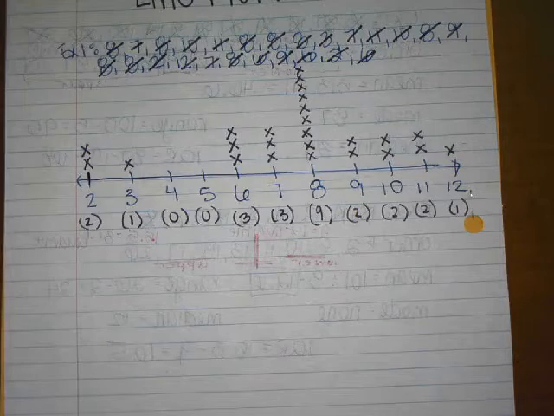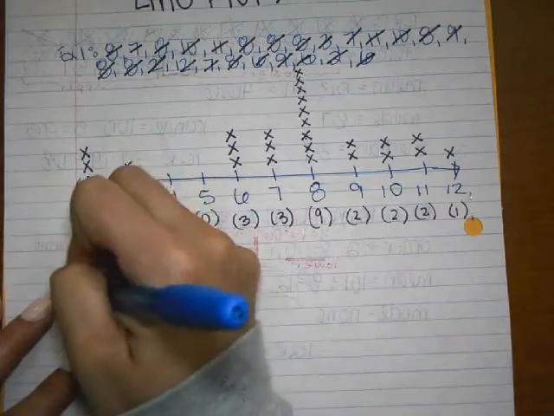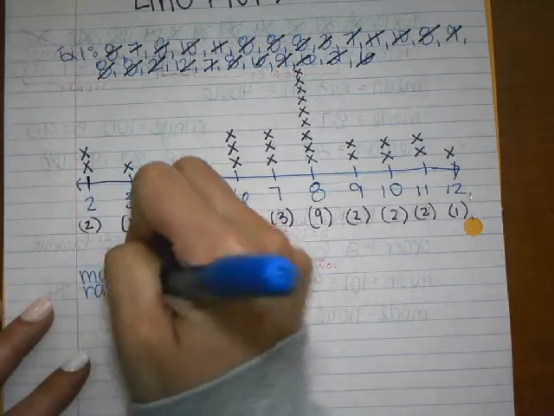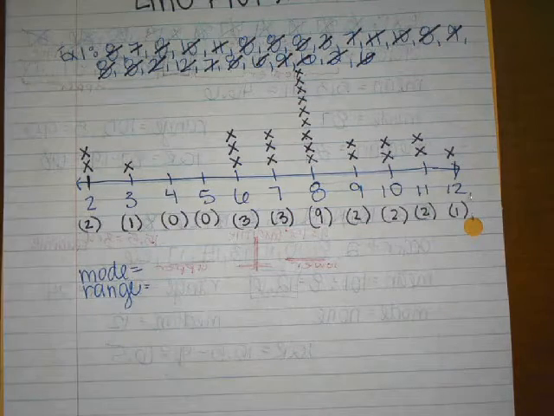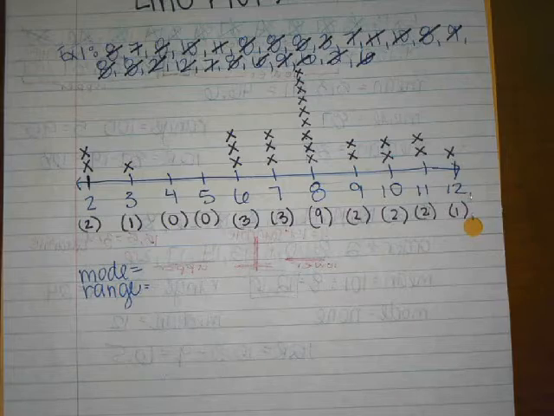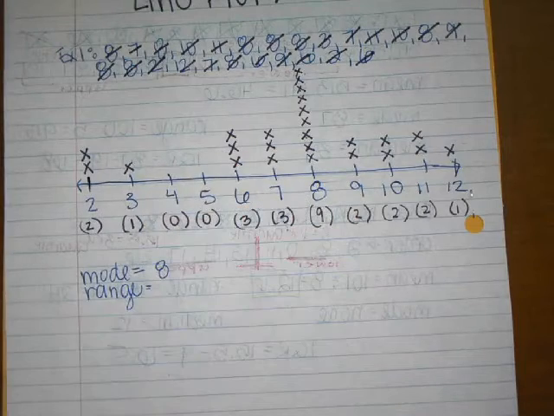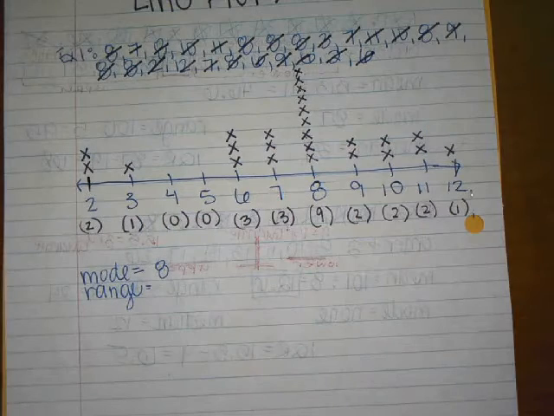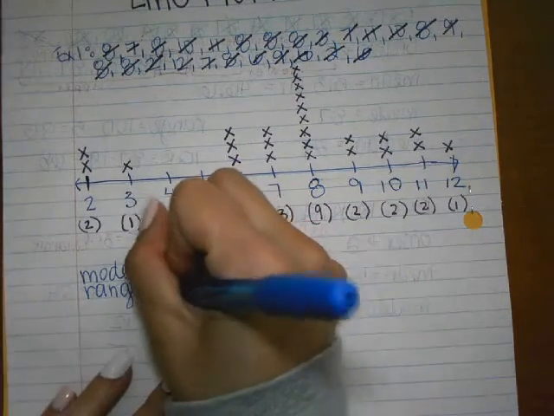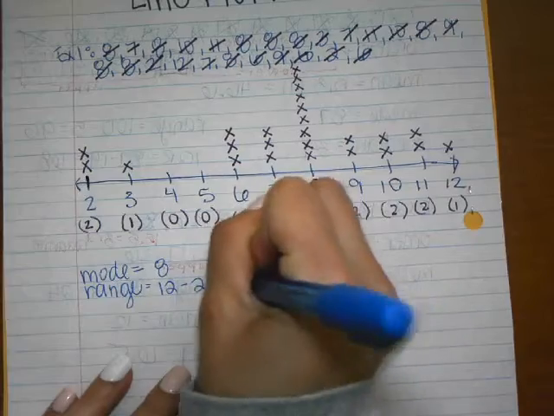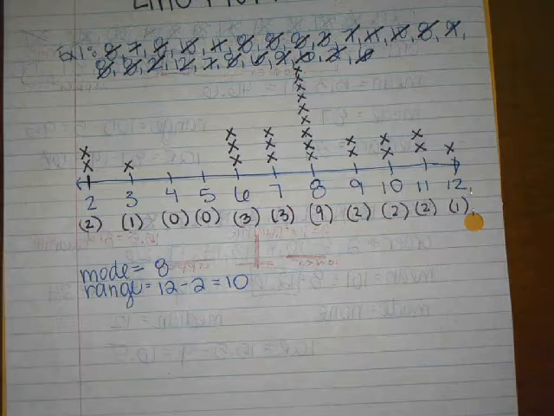So now I want you guys to find the mode, the range. Find those two for me first. Do that with your partner. Go. Okay, what's the mode, everyone? 8. The mode is 8. Remember, MO mode, MO most, the number that appears the most. What's the range? 10. Good, it's 12 minus 2, which is 10. So our shoe size range in this classroom is 10.